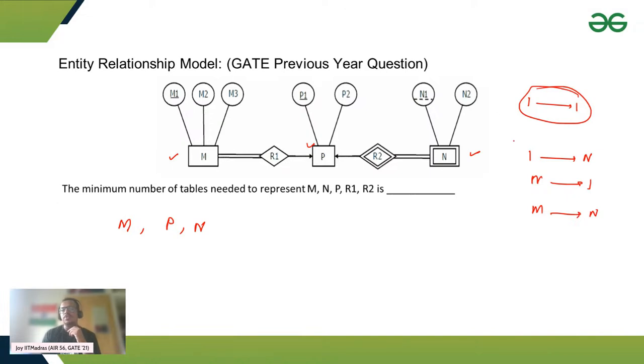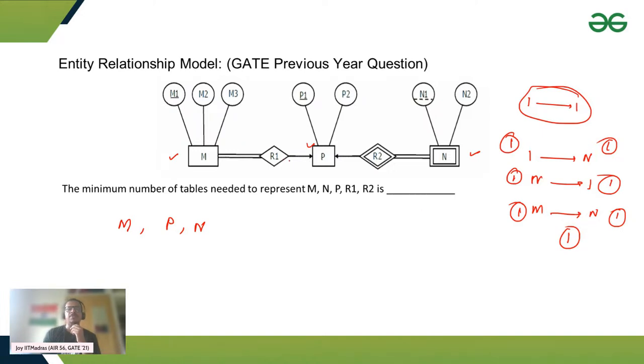For one to many, we have one table here and one table here. Again, for many to one, we will have one table here, one table here. But for many to many, we will be having one table for this entity, one table for this entity, and again one table to join these two tables. So for many to many scenario, we will be having three different tables.